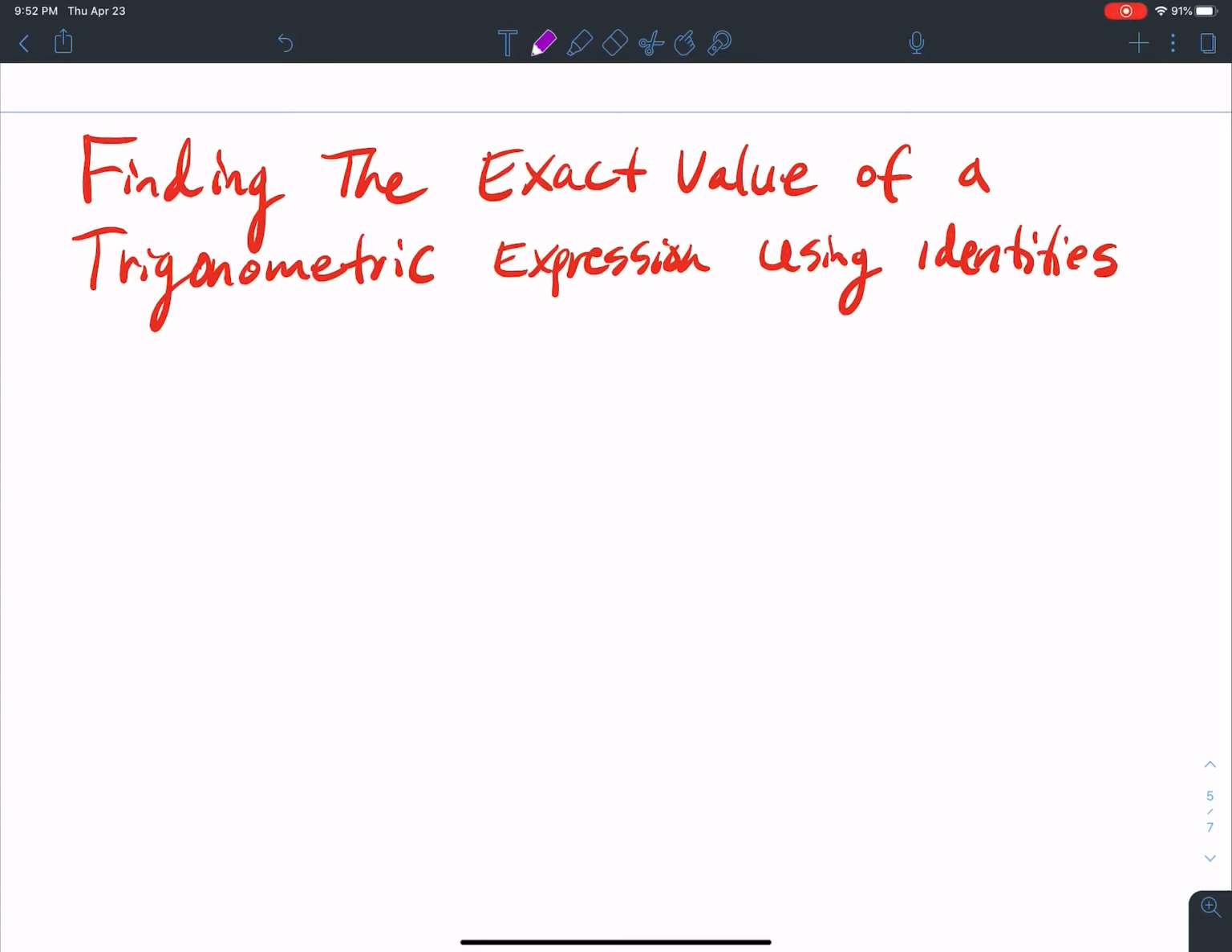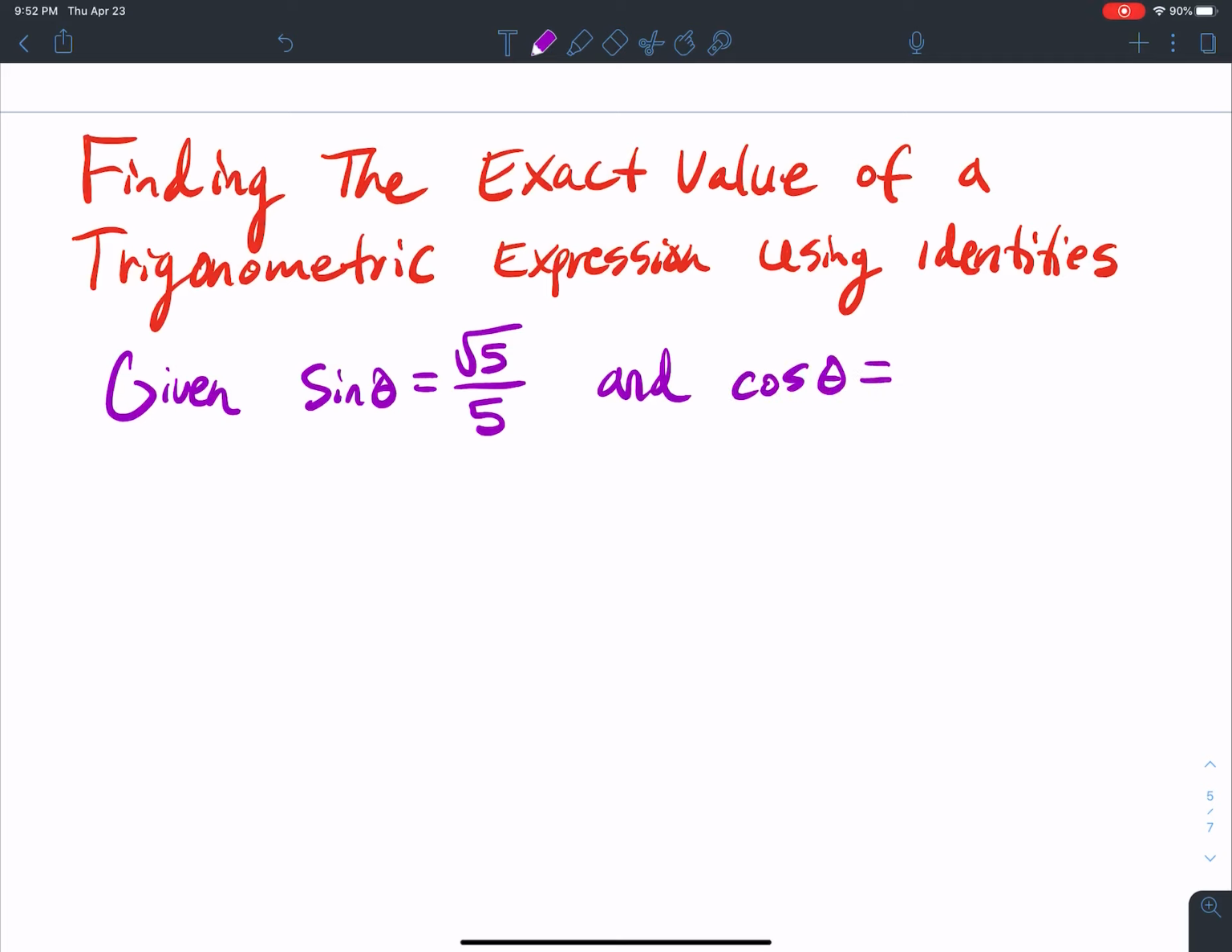So in this video, we're going to find the exact value of trigonometric expressions using identities. Okay, so we're given, in this first example, sine of theta equals square root 5 over 5. And we're also told that the cosine of theta is equal to 2 square root 5 over 5. And I want to find the exact values for the four remaining trigonometric functions using identities.